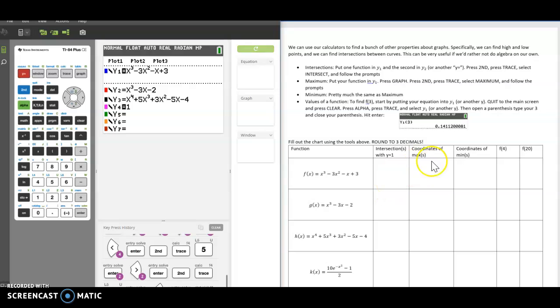So in the next video, I'll go over how to find mins and maxes, and then after that, we'll do how to evaluate the functions. Hopefully this helps.